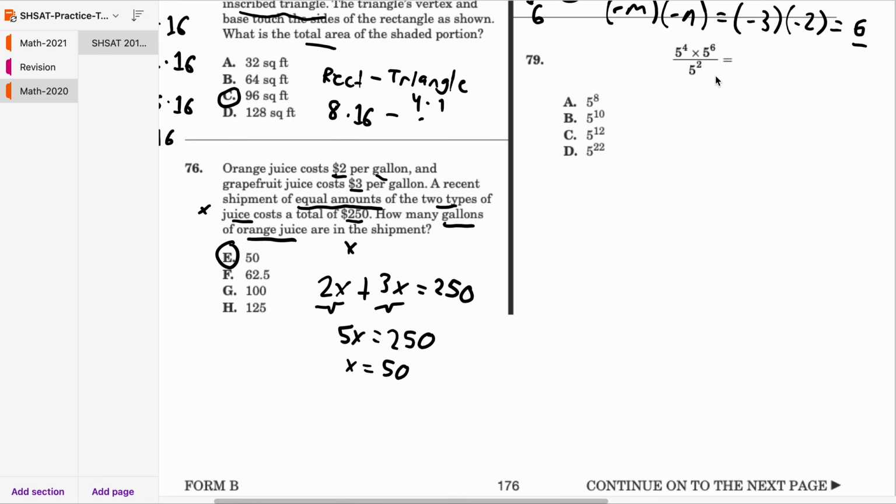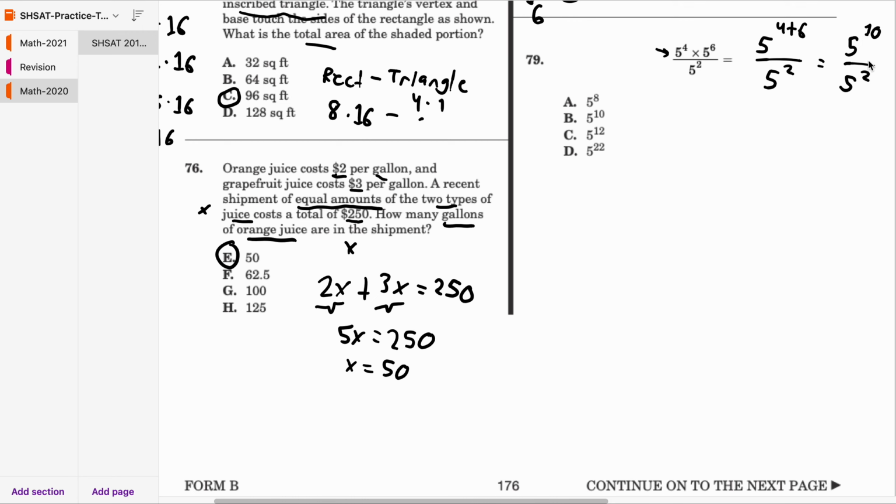So now 79. We have this expression and we basically want to simplify it. So first I'm going to look at the numerator, right? So I have two things with the same base and different exponents multiplied together. So I can use my exponent rules, and I know that when I multiply two things with the same base, I keep the base and then I just add the exponents together. So this is like this, and then this is 5 to the 10th over 5 squared, right?